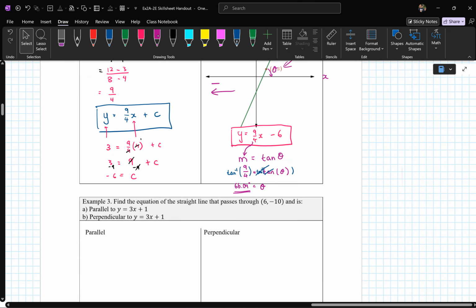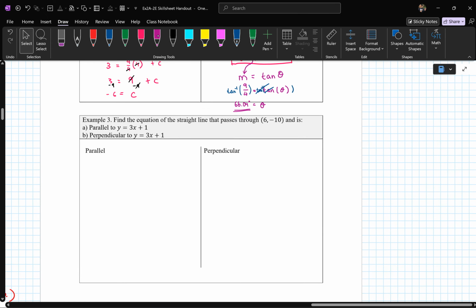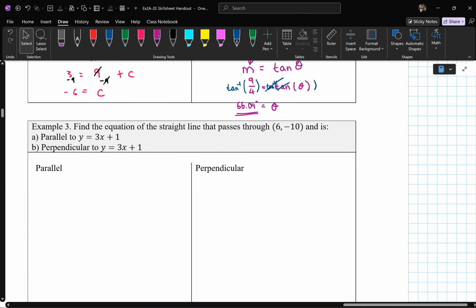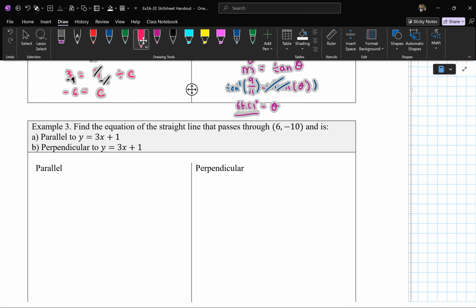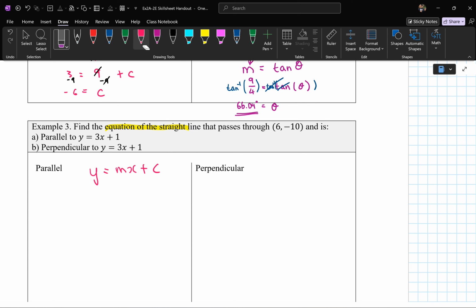And your last one, same thing, equations of a line, but parallel and perpendicular, using the two properties I just gave to you. Here we go. Find the equation of a straight line. So again, every time you see equation of a straight line, you should be thinking of y equals mx plus c. You just need to find m. You need to find c. It tells you that it passes through the point 6, negative 10. So they're telling you that when x is 6, y is negative 10. That's what they're telling you. I don't know what m is. I don't know what c is.